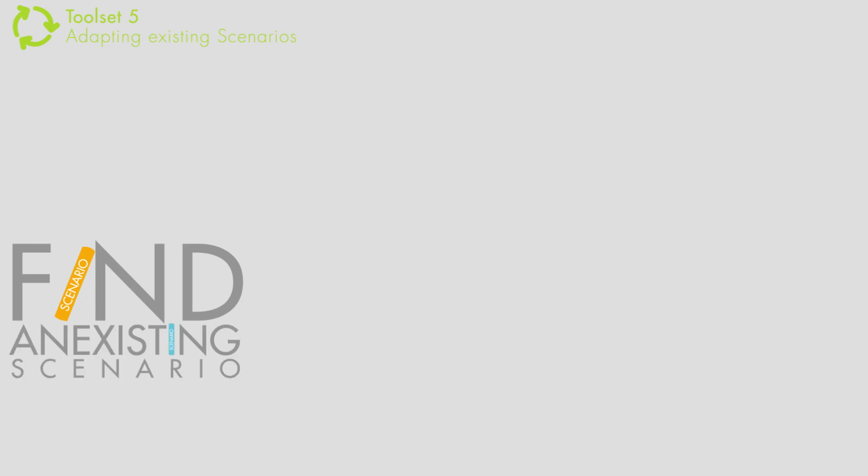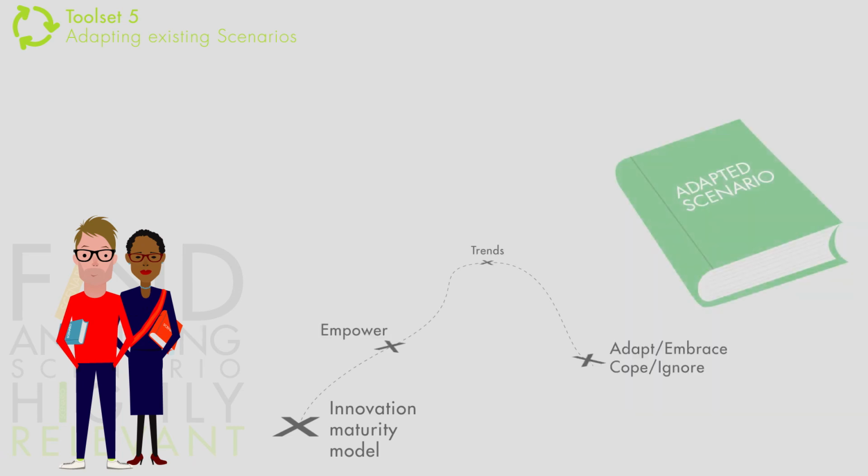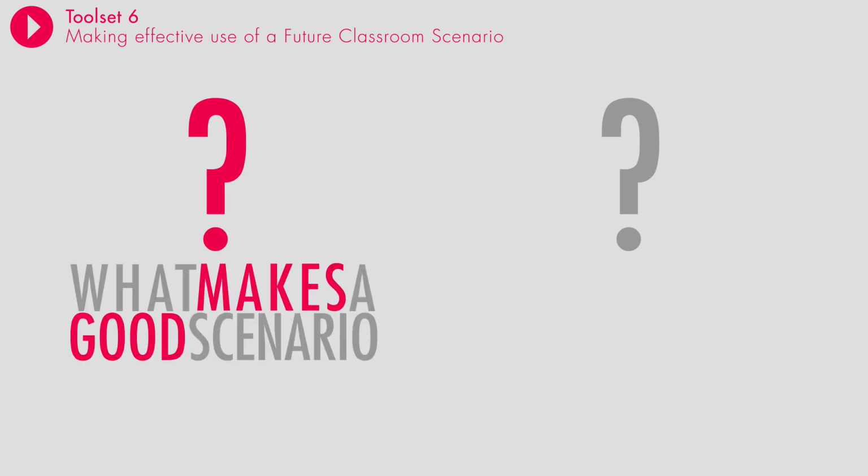Toolset 5 provides guidance on how to find an existing scenario that may be highly relevant to a school or authority, and how to adapt it. This is a kind of shortcut to scenario development. Toolset 6, the final toolset, answers 2 important questions. First, what makes a good scenario? If you take a look at the future classroom scenario design and selection criteria, it provides a set of criteria for you to use to judge whether the scenario is fit for purpose. In other words, is it any good?